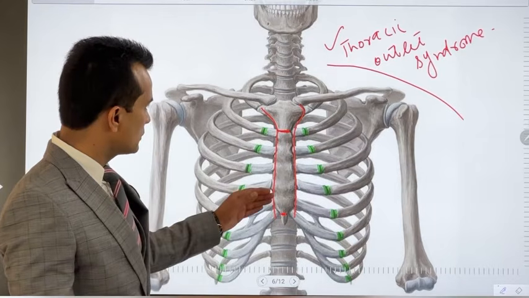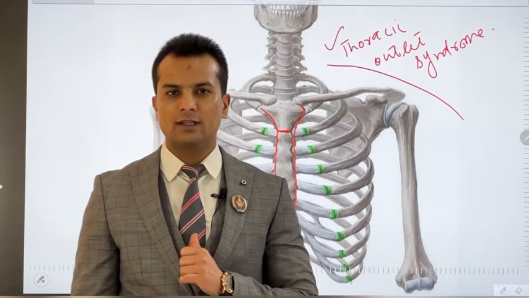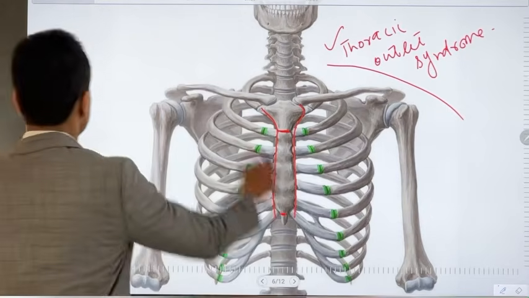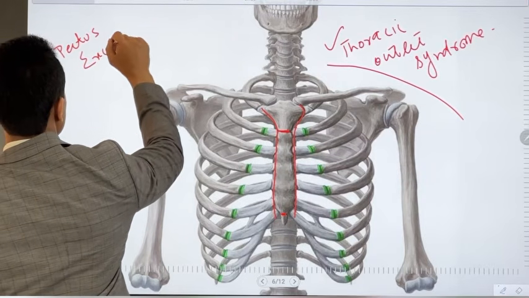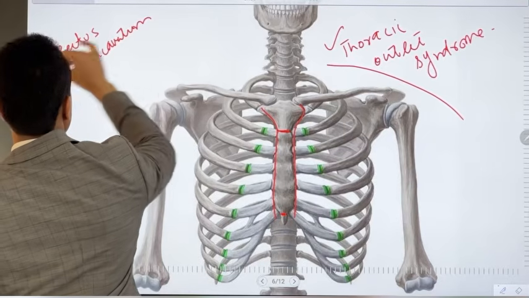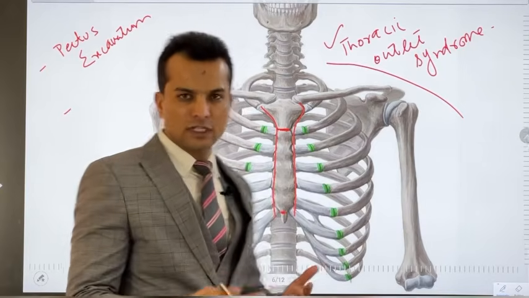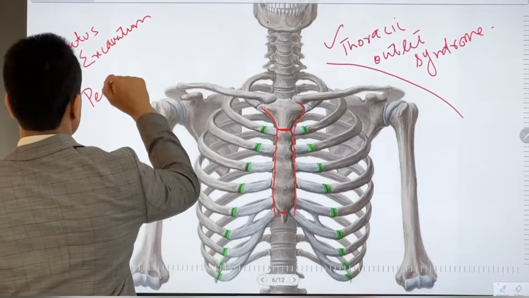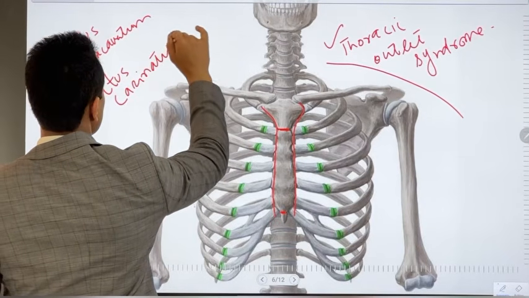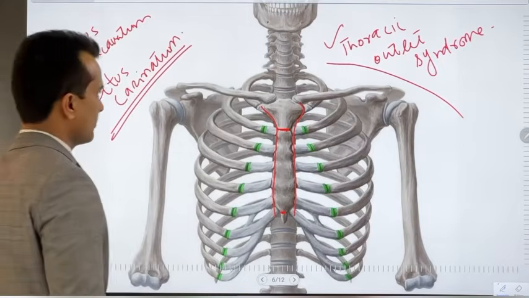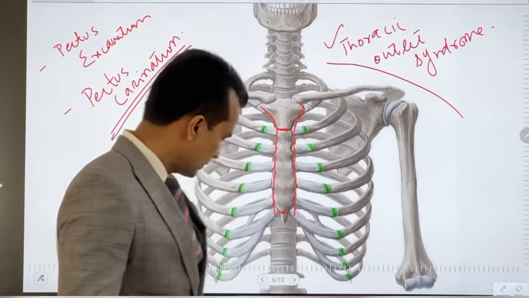And in some cases you will see the sternum growing inward, that is called pectus excavatum. And if your breastbone or sternum is outward like a pigeon chest, that is called pectus carinatum. Pectus excavatum is inward, pectus carinatum is outward.